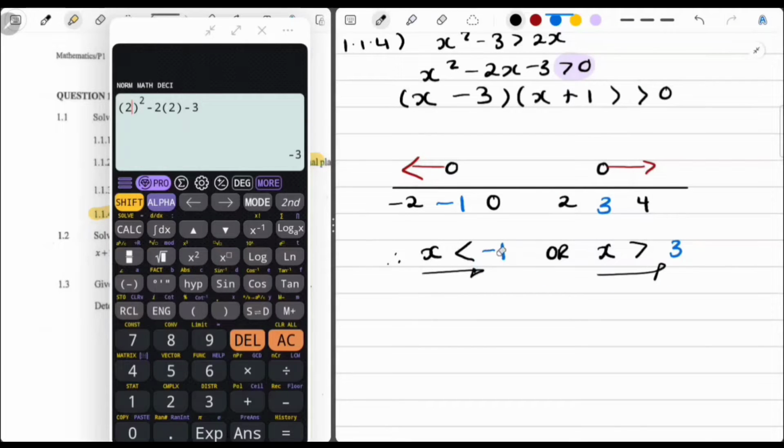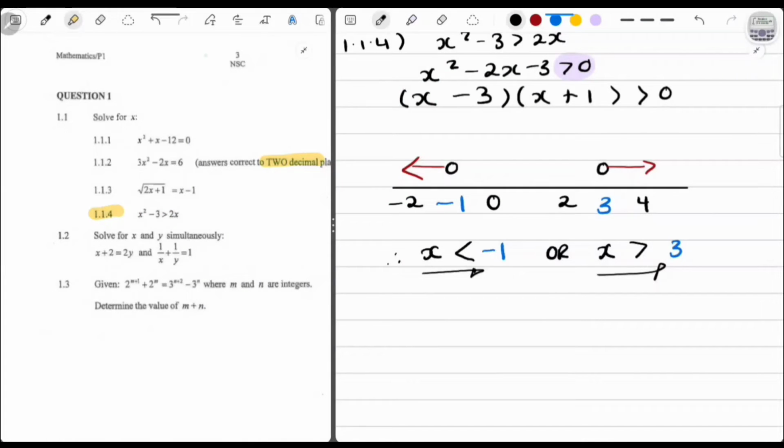So x is either less than -1 or greater than 3. And as you can see, they're not pointing towards each other, so the values are not related. I don't have to write them as one single inequality because they're pointing in different directions. Okay, moving on to the next question.